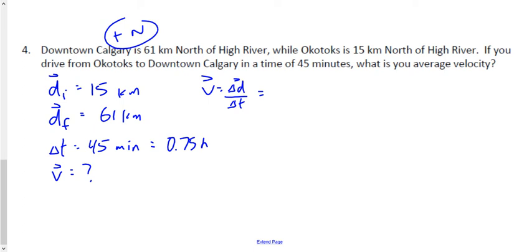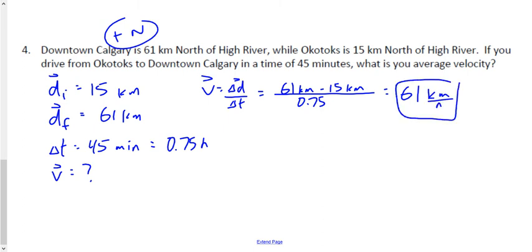What's my displacement here? We're going to say 61 kilometers minus 15 kilometers because it's final minus initial position. So what's that going to be? 46 kilometers divided by 0.75, 61.3, 61 kilometers per hour. Positive, so it's to the north.